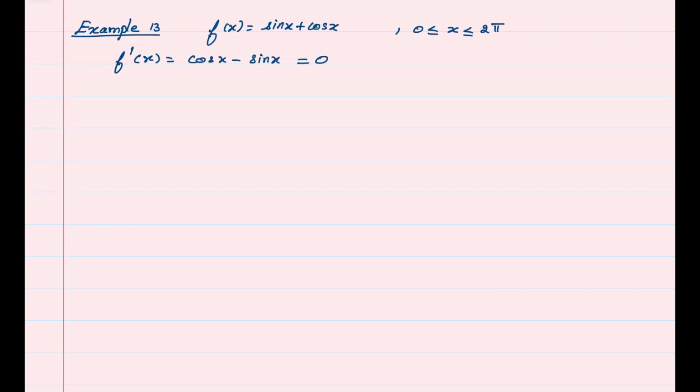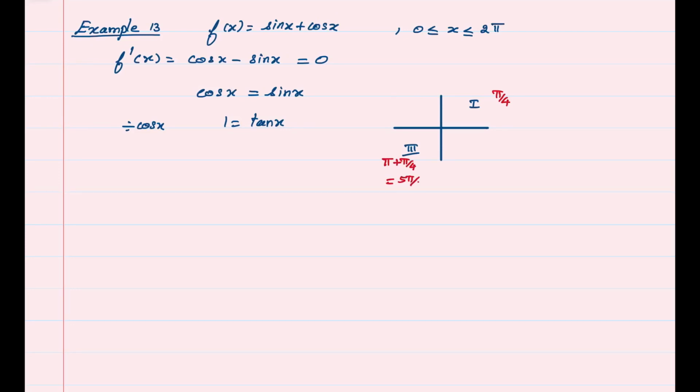We will equate the first derivative to 0 to find the critical values. Cos x is equal to sin x. We will divide both sides by cos x. We get 1 equal to tan x. Tan x is positive in the first and in the third quadrants. So we will get two answers because the domain is 0 to 2 pi, all 4 quadrants. In the first quadrant, the angle is pi by 4 at which tan becomes 1. And the third quadrant angle will be pi plus pi by 4, which is 5 pi by 4. Therefore, x is pi by 4 and 5 pi by 4.